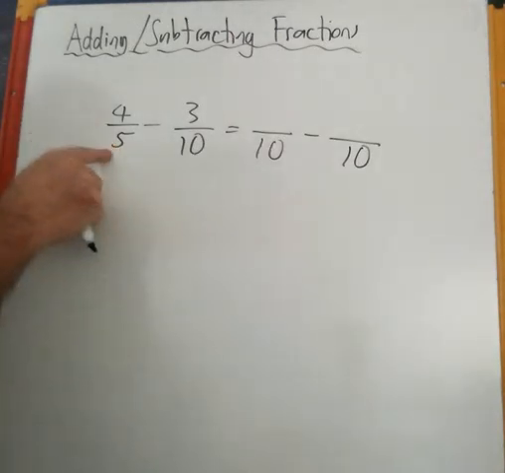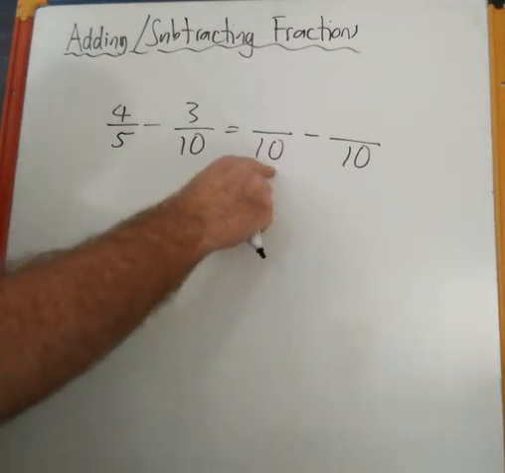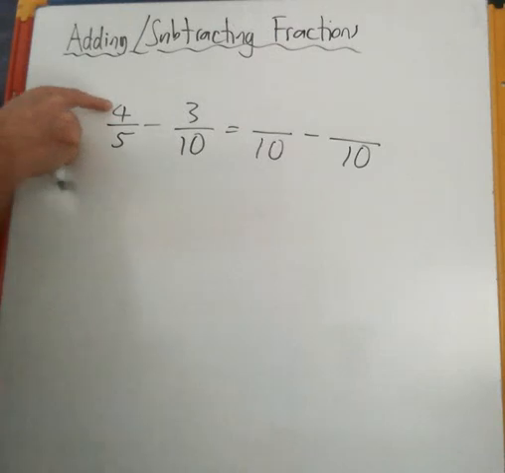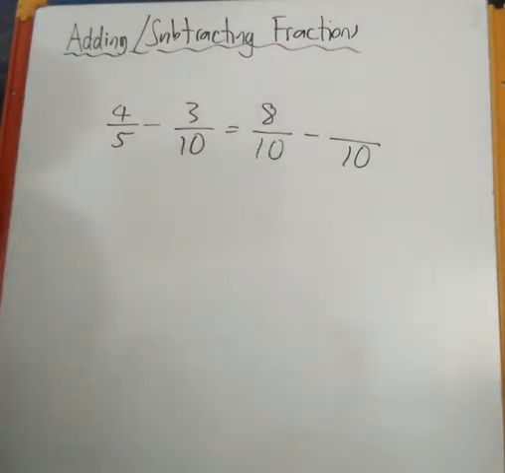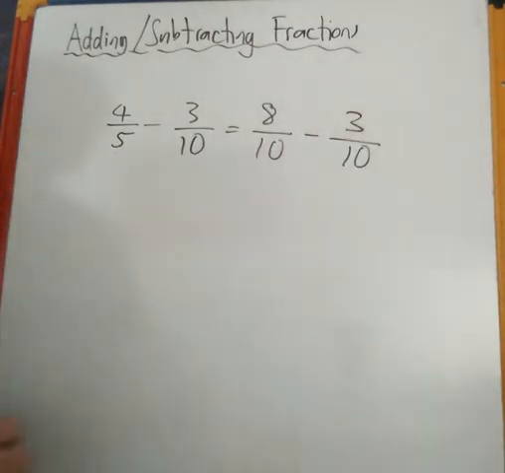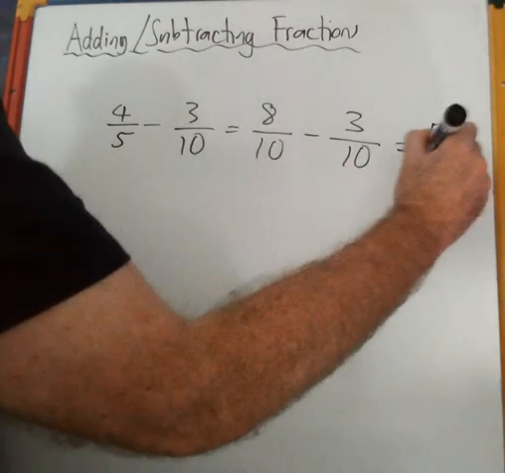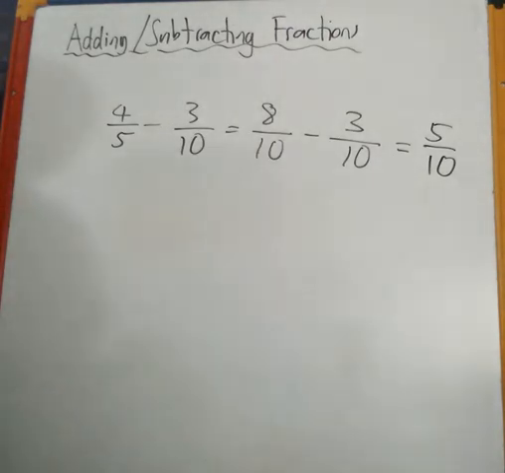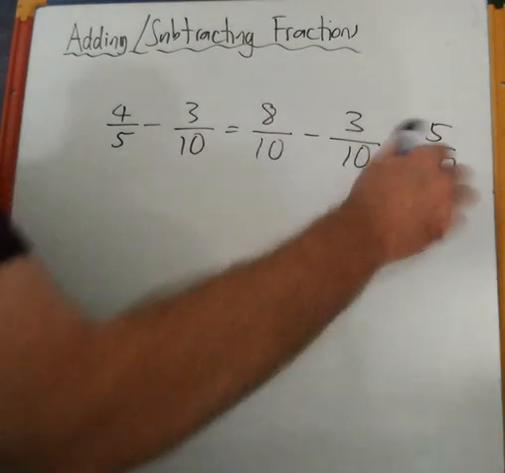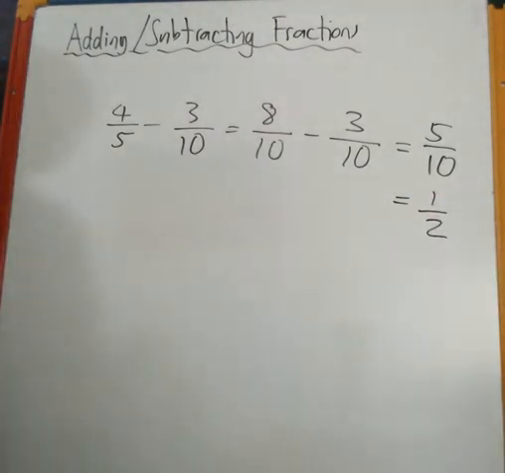Then we want to change 4/5 into something over 10. So 5 times 2 gives me 10. So 4 times 2 gives me 8. That's already in tenths, so that's fine, we don't need to change it. So 8/10 subtract 3/10 gives me 5/10. Which brings up another thing in fractions. We always simplify an answer if we can. 5/10 is the same as 1/2.